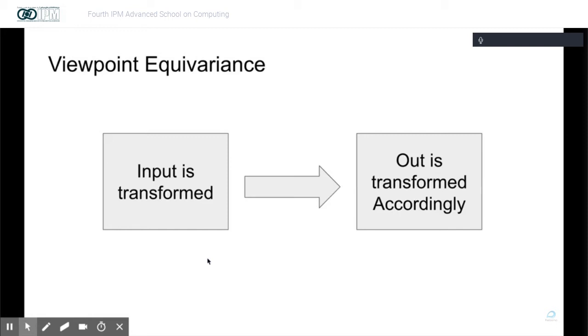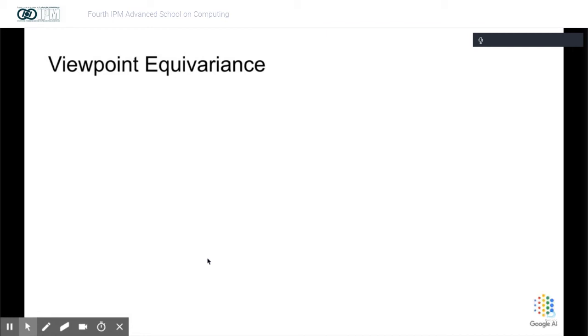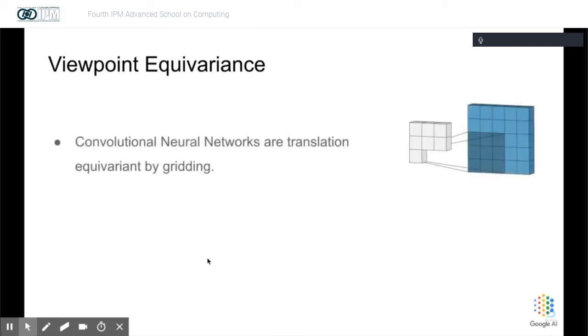A system is viewpoint equivariant if any viewpoint change in the input results in a similar viewpoint change in the output. So CNNs, without a stride and pooling, are translation equivariant, but not viewpoint equivariant. They replicate the computation over the grid of pixel positions equally, and if you move the house around in our example, it will not hurt the CNN much. But if you change the viewpoint of the camera, CNNs do suffer.